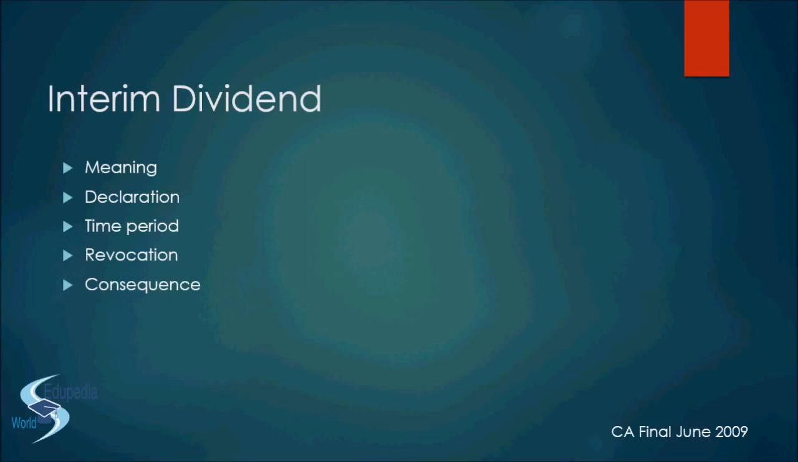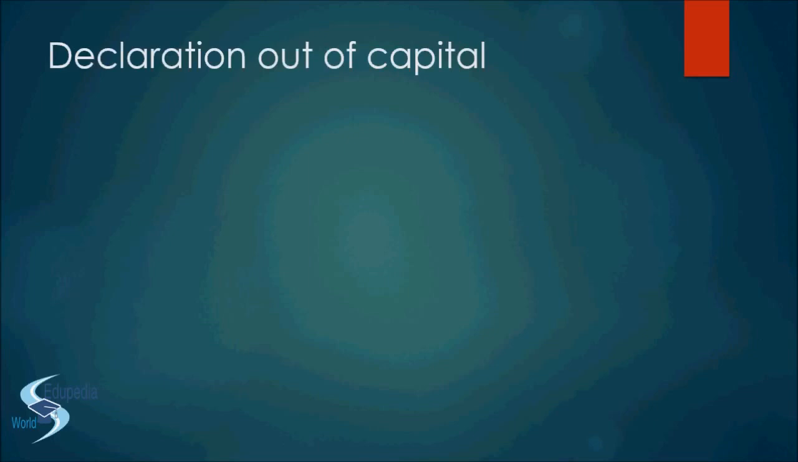Now we know that dividend is to be declared out of profit. It may be reserves also. We'll deal with the declaration of dividend out of reserves later in the lectures. Let's see what are the consequences if the dividend is declared out of capital. Right? So what happens if the company declares a dividend out of capital?